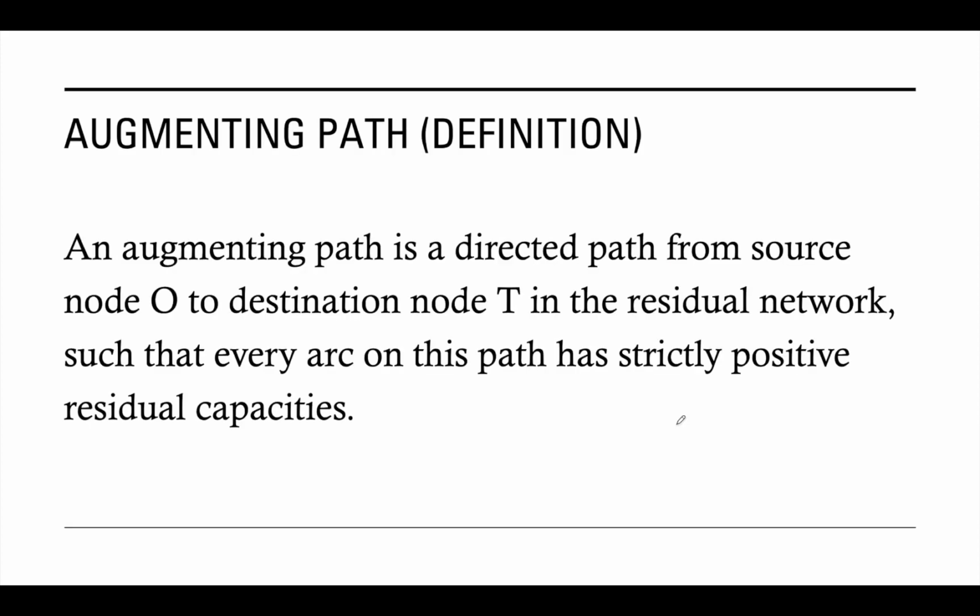So given that the algorithm is called the augmenting path algorithm, let me define what an augmenting path is. An augmenting path is a directed path from source node O to destination node T in the residual network, such that every arc on this path has strictly positive residual capacity. Now, let us try to understand this definition by going to the example.